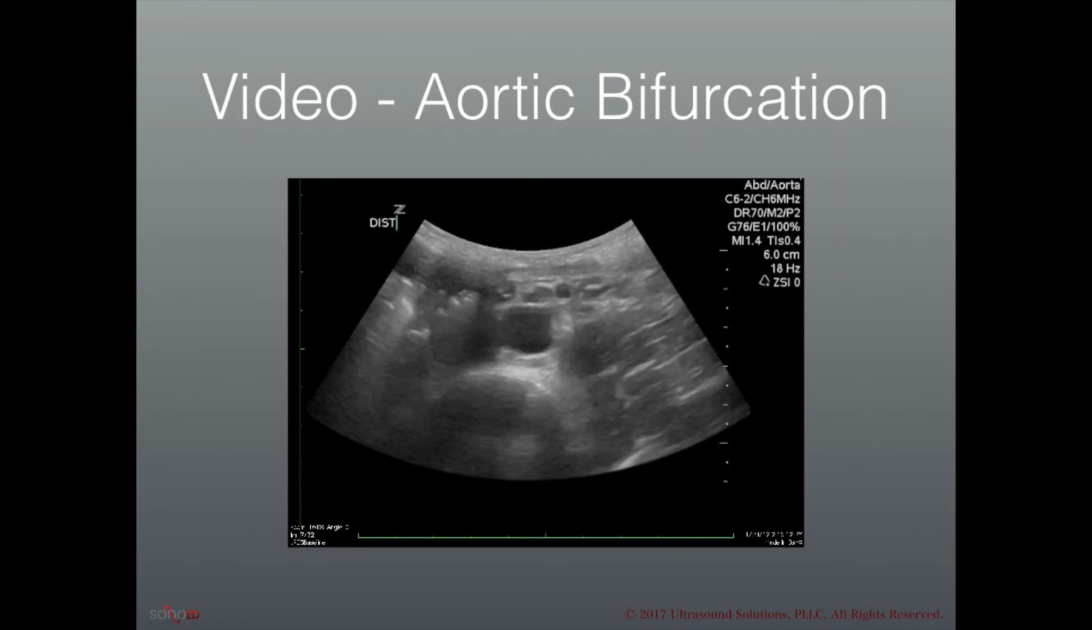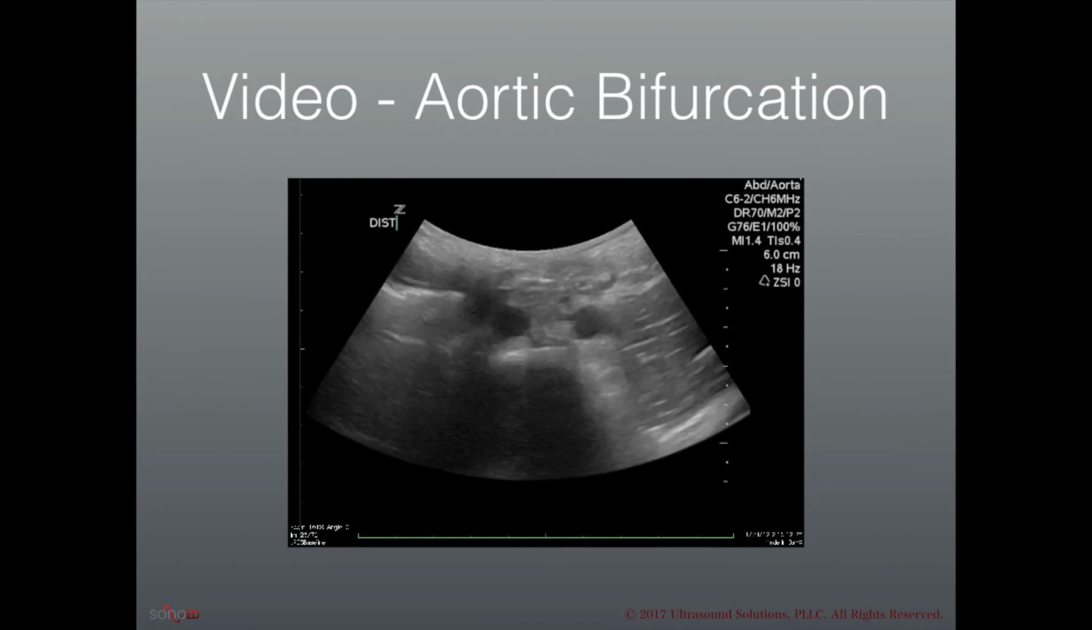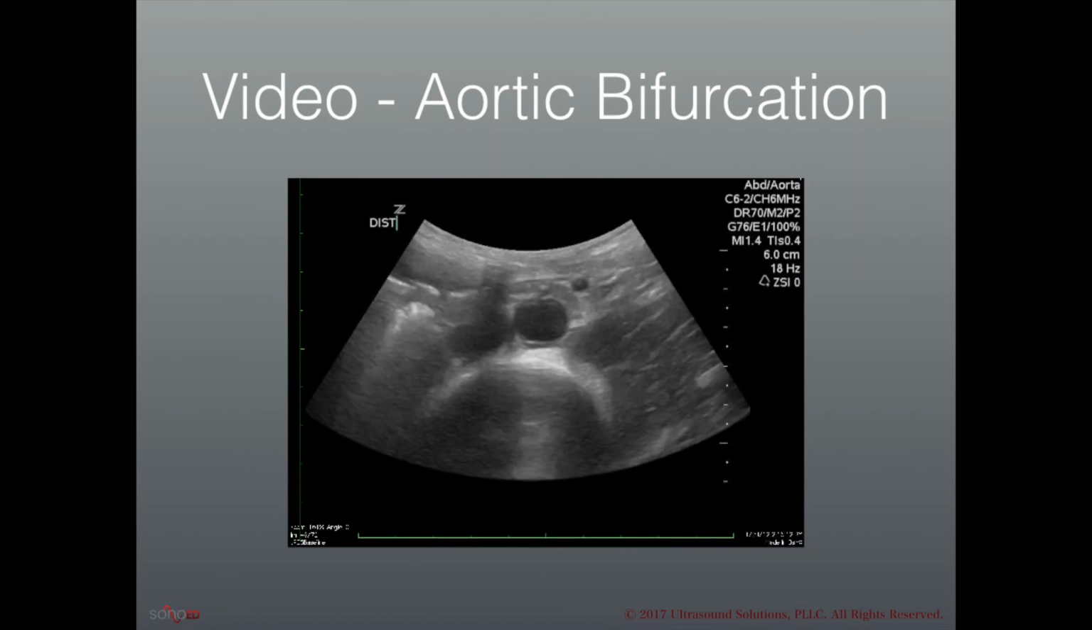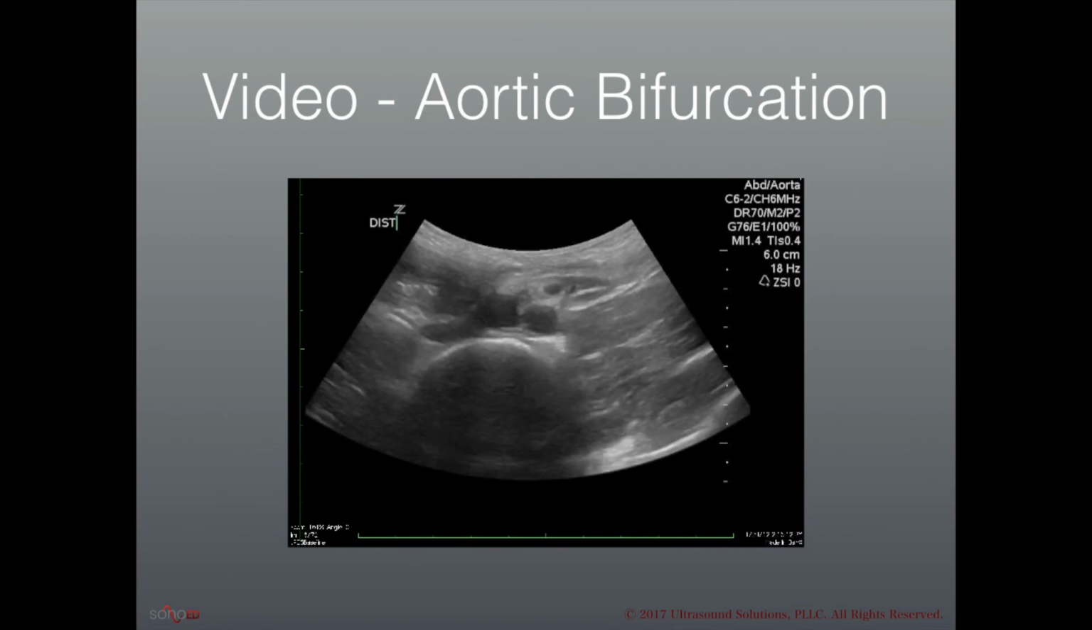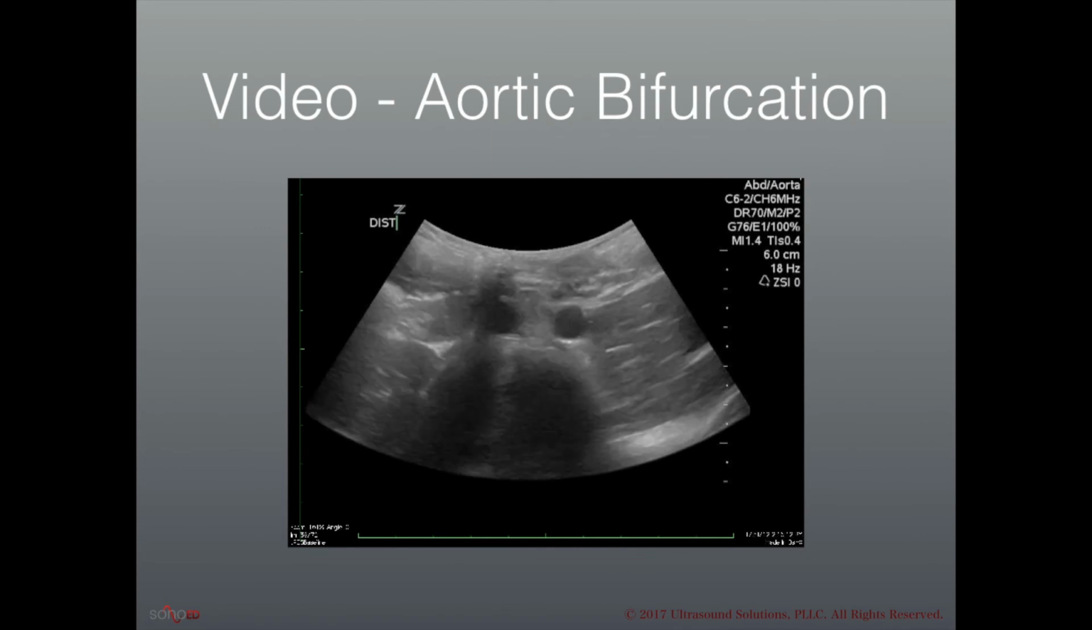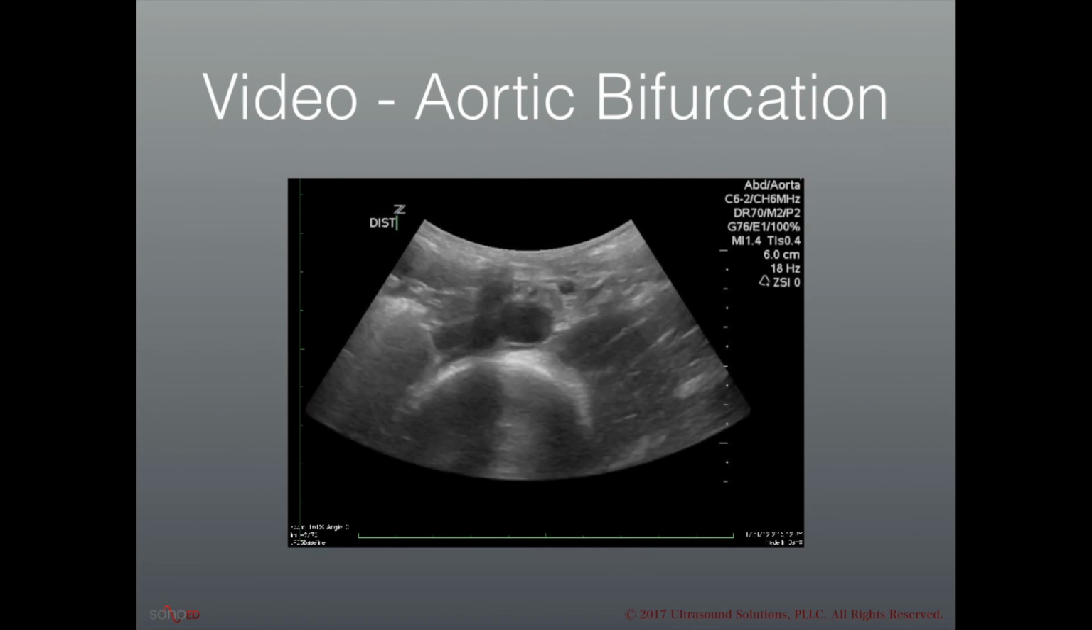Here now is an example of the distal aorta bifurcating into the common iliac arteries. You'll notice that this portion of the aorta appears much more superficial, and that's because the lumbar lordosis of the lumbar spine naturally brings the distal aorta closer to the anterior abdominal wall.